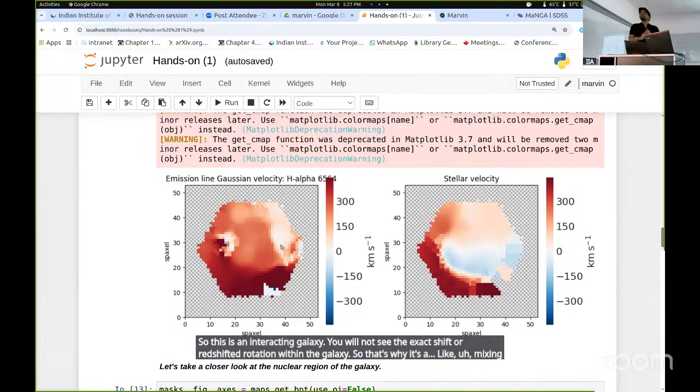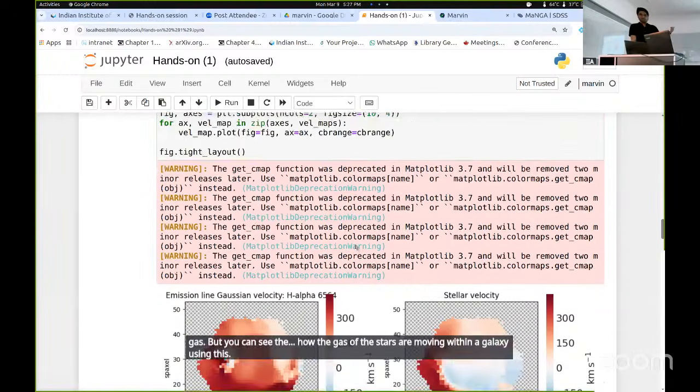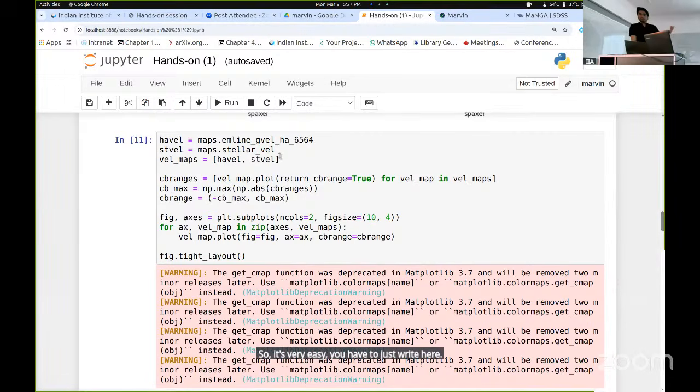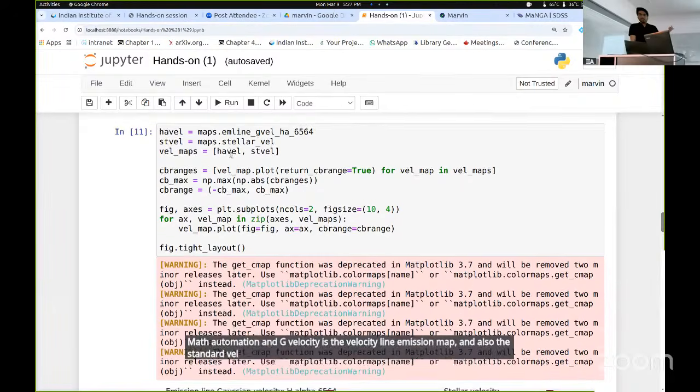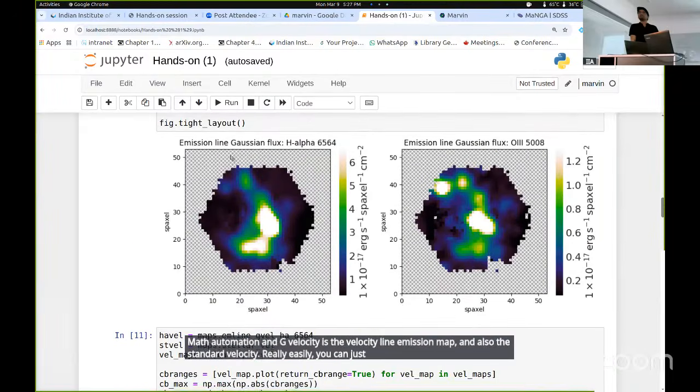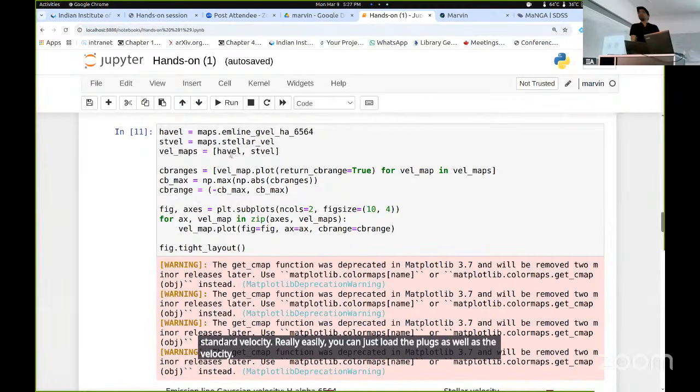So it's not properly visible even in the stellar as well as in the gas. But you can see how the gas or the stars are moving within a galaxy using this flow. So it's very easy. You just have to write here maps to emission and G velocity. It will give you the velocity line emission map and also the stellar velocity field. You can just plot the flux as well as the velocity depending on what you want to do.